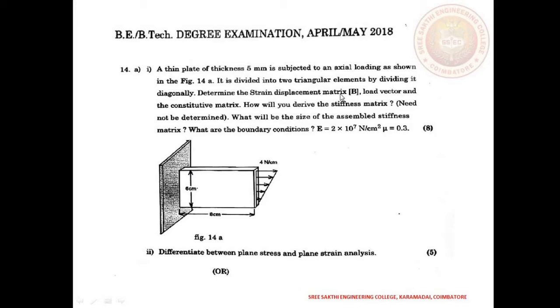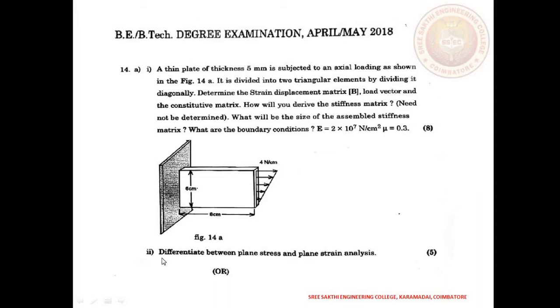They are asking for the strain displacement matrix, that is B, and the stiffness matrix. Okay. And the load vector and the constitutive matrix. Okay. Here you don't need to calculate the stiffness matrix, because the question is asked only for 8 marks. So they are limited to only the strain displacement matrix.